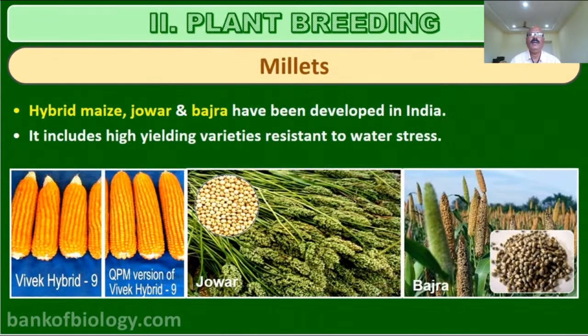Millets. With plant breeding techniques, high yielding varieties of millets are developed by plant breeders. Hybrid maize, jowar, bajra have been developed in India. These include high yielding varieties resistant to water stress and also resistant to diseases.